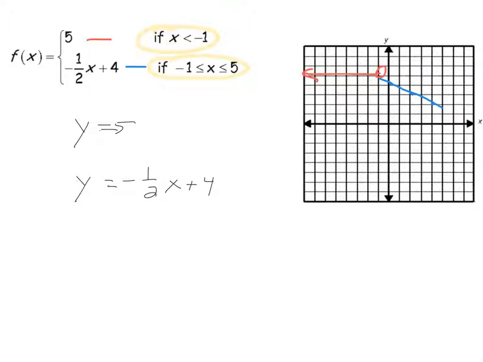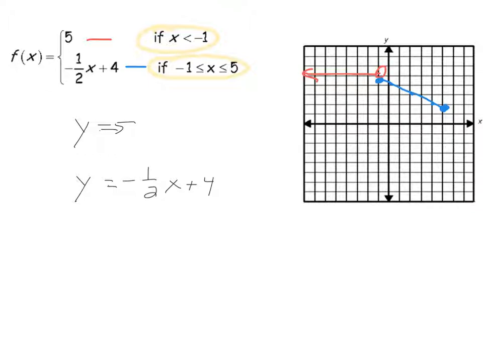Meanwhile, for the blue section, x is between -1 and 5 inclusive. So that means for each of those, I'm actually going to put a closed circle at the endpoint. Again, it's closed because of the "or equal to." And now I have my piecewise function graphed. So it looks a little strange, but it's just f of x equals 5 when x is less than -1. F of x is -1/2 x plus 4 if -1 is less than or equal to x, which is less than or equal to 5.